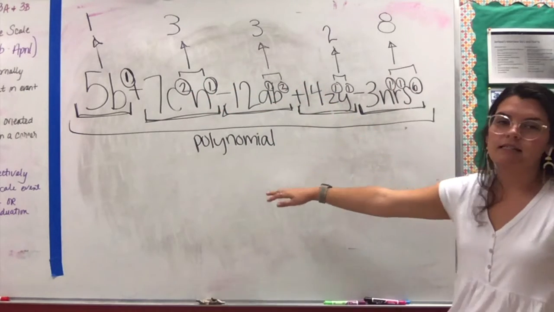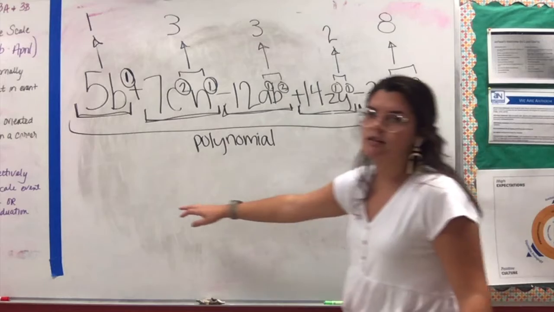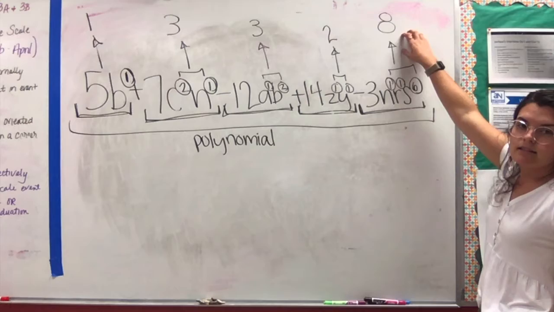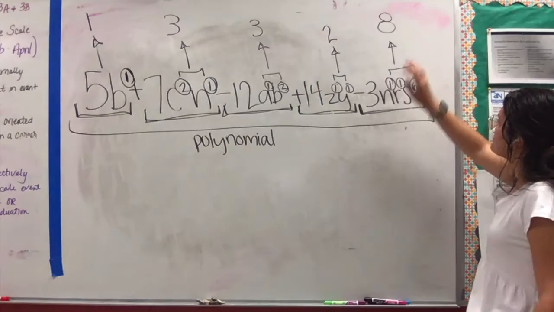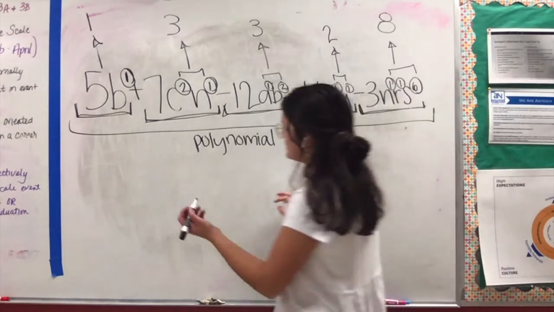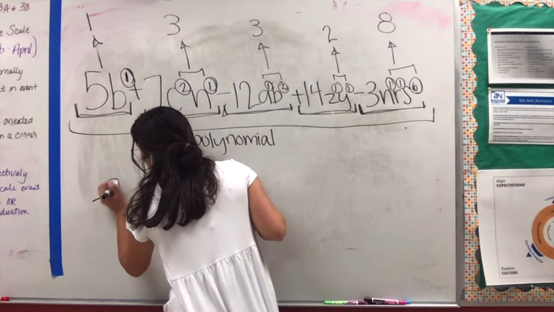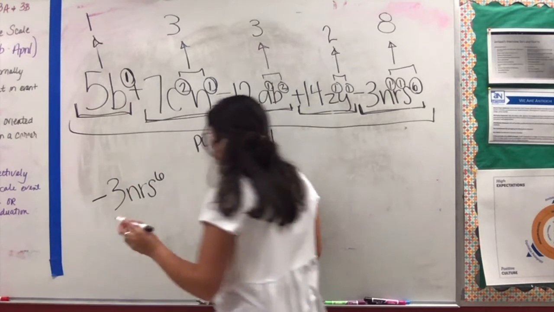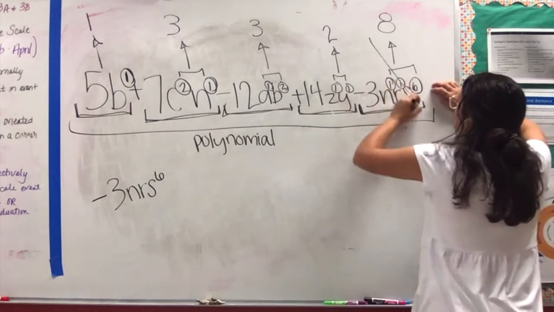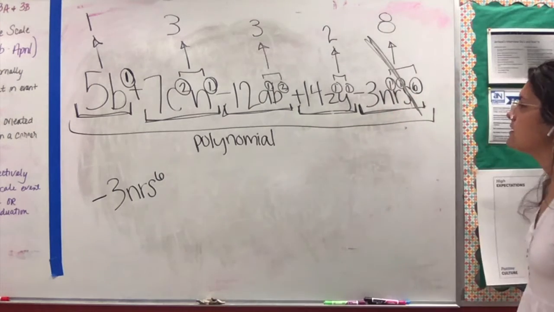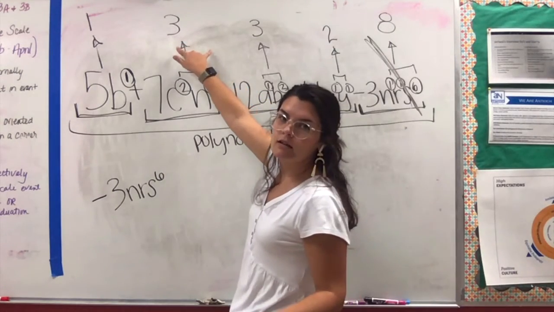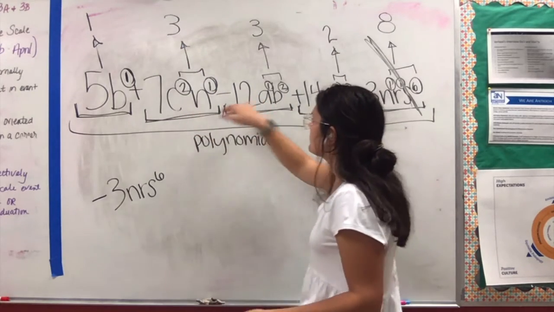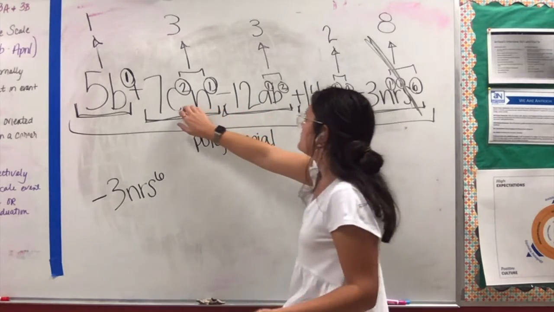Now we want to put them in descending order. Okay, so our biggest degree is 8, and this belongs to negative 3nrs to the 6th. So this one's gone. We've already used this term. What's next? Oh, we have 2 3s. Now, if this happens, if we have 2 of the same degree, we're going to want to put them in the order that they appear. So we want to start with this one.